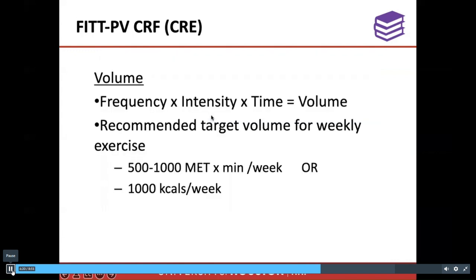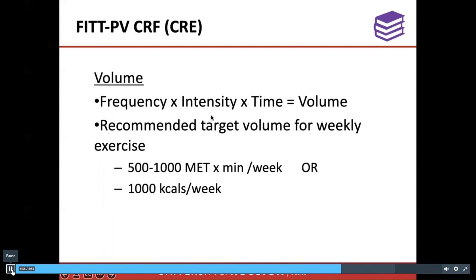V, volume. Volume for cardiorespiratory exercises is the frequency multiplied by the intensity multiplied by the time to get our volume. This is usually done in METs or kcals. It's kind of a general guideline because, again, we're trying to get that 150 minutes per week. We're trying to make sure it's a high enough intensity. The recommendation would be 500 to 1,000 METs per week.